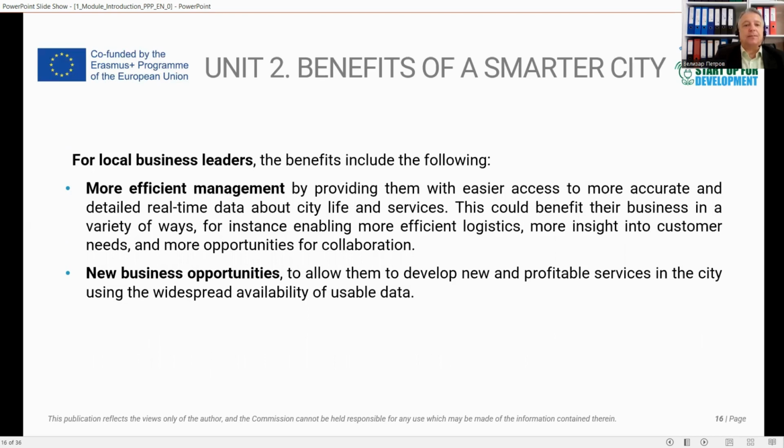For local business leaders, the benefits include the following: more efficient management by providing them with easier access to more accurate and detailed real-time data about city life and services. This could benefit their business in a variety of ways, for instance, enabling more efficient logistics, more insight into customer needs, and more opportunities for collaboration. New business opportunities to allow them to develop new and profitable services in the city using the widespread availability of usable data.